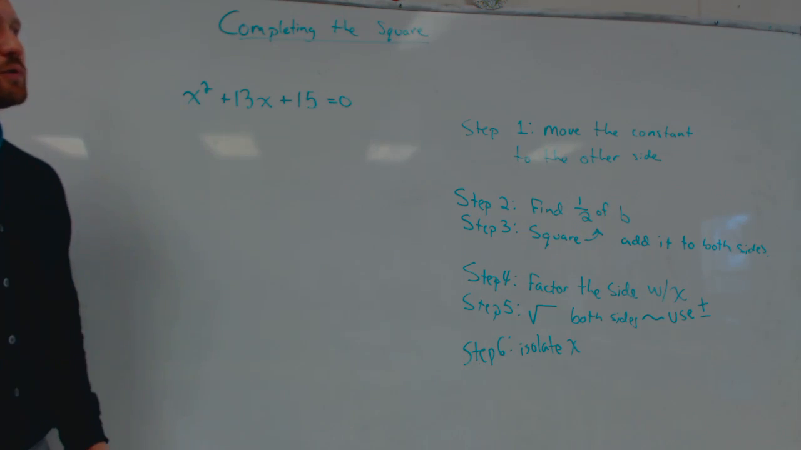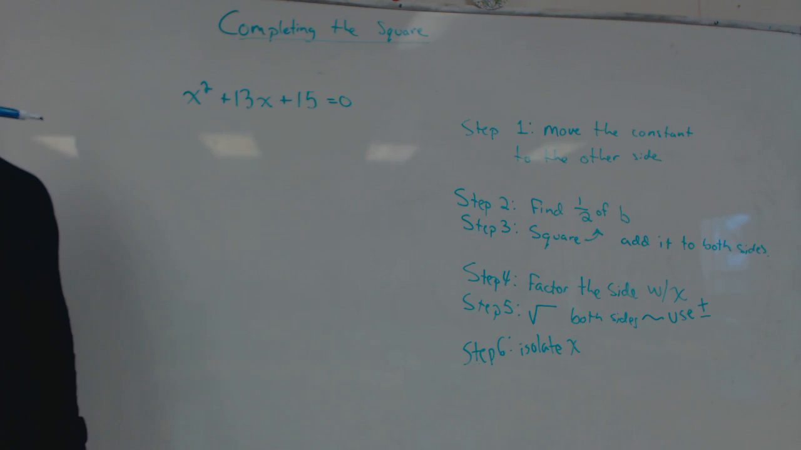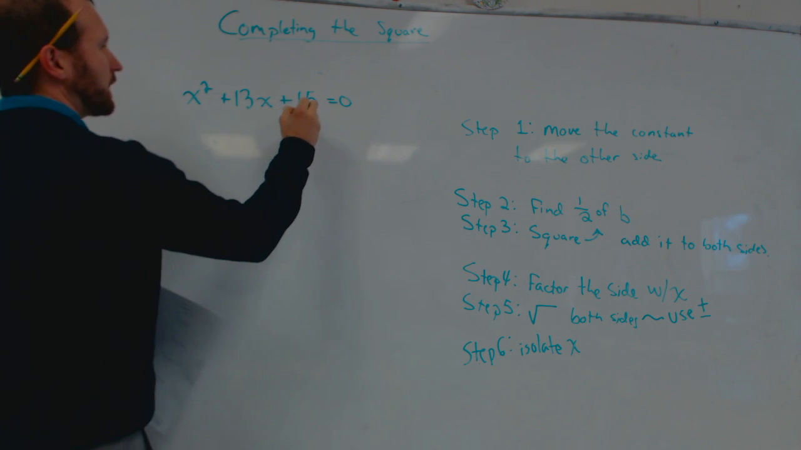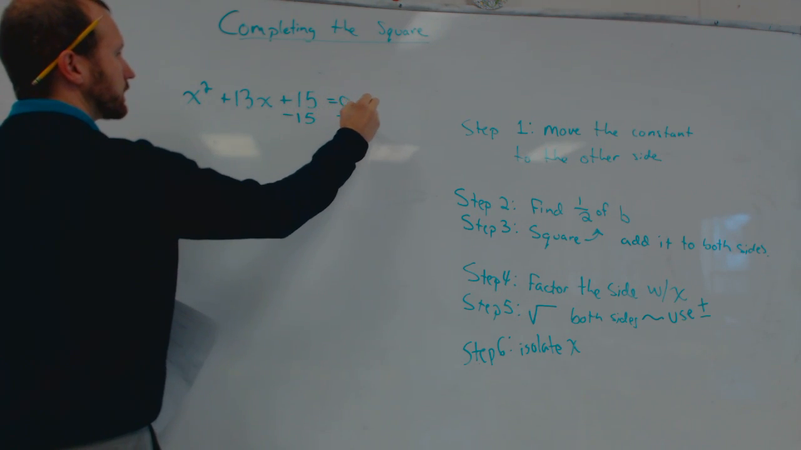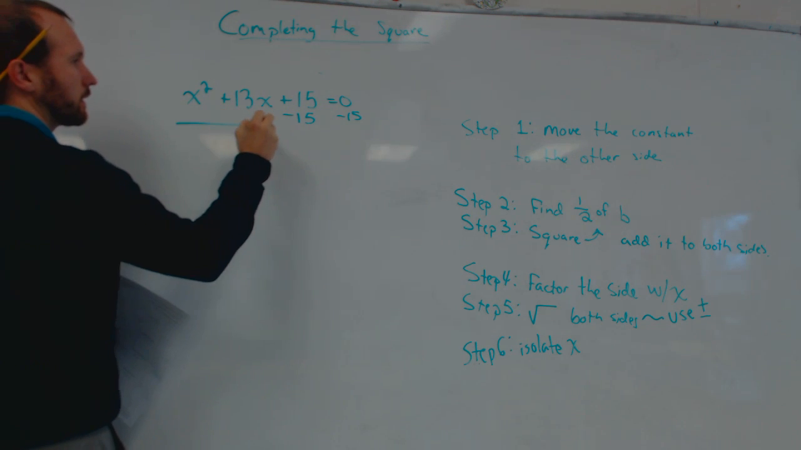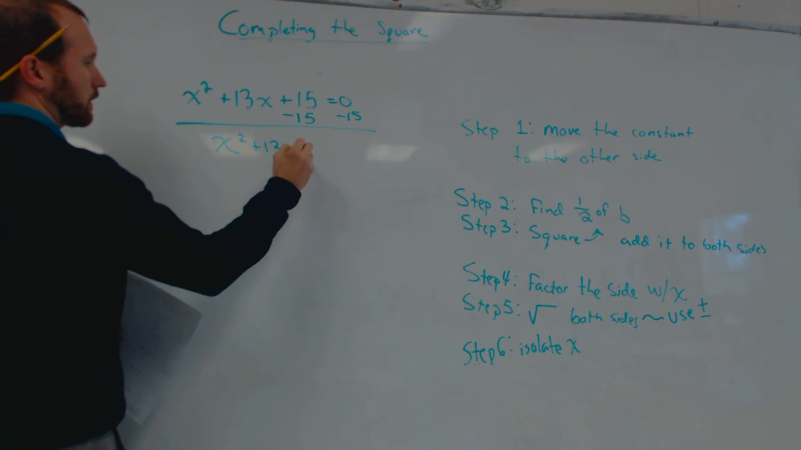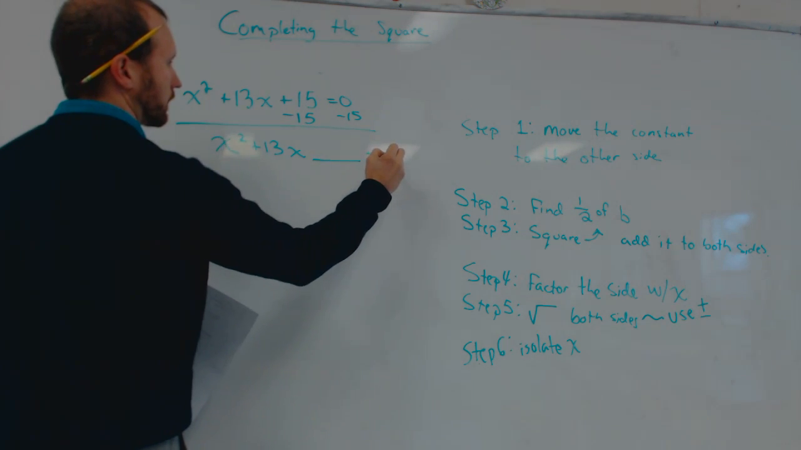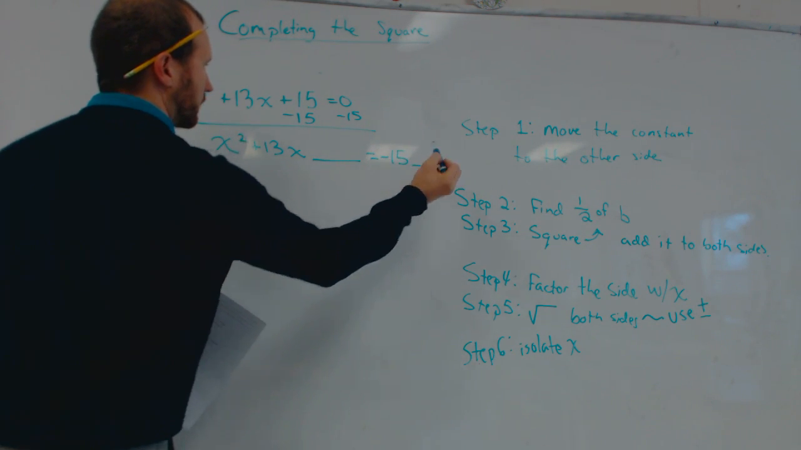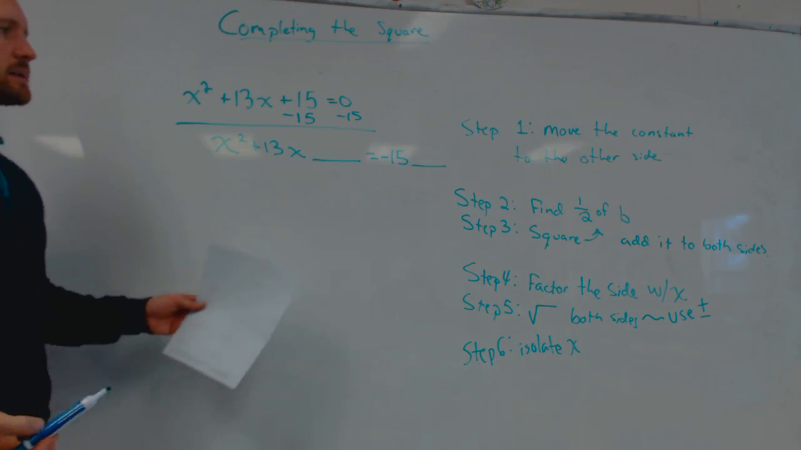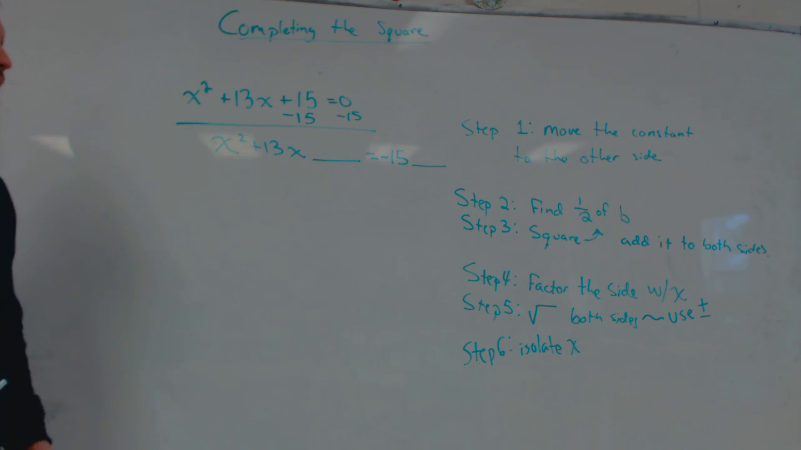Step 1, move the constant to the other side. What do I do? Subtract 15 from both sides. What do I end up with? X squared plus 13x equals negative 15. Step 2, find half of b.